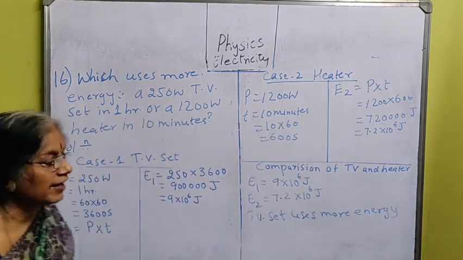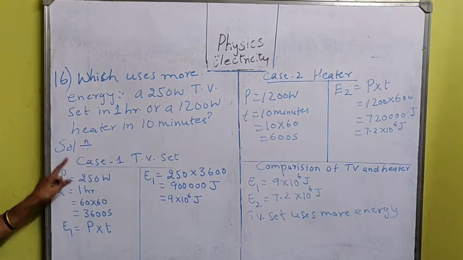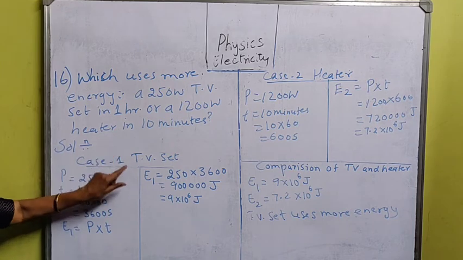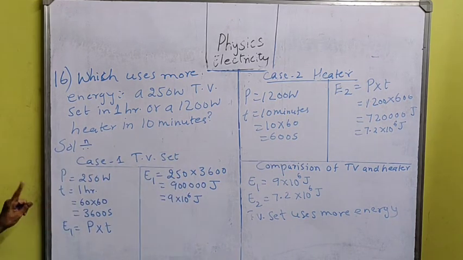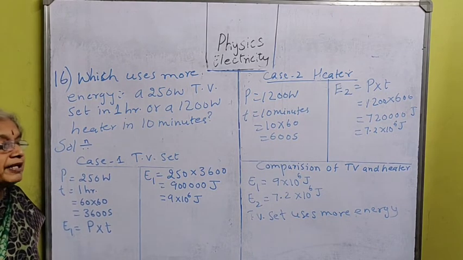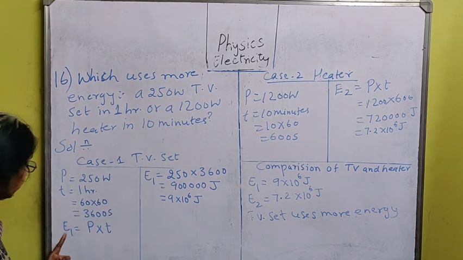Finally, we got our answer. So once again I will explain you over here. In case 1, we are going to find out what is the energy used in the TV set when power and time are given. Power is 250 watt, time is 1 hour. We know that the time should be converted into seconds. So 60 into 60, 3600 seconds.